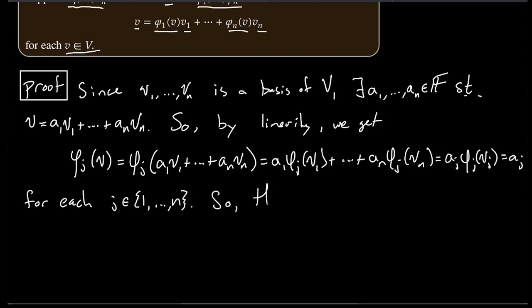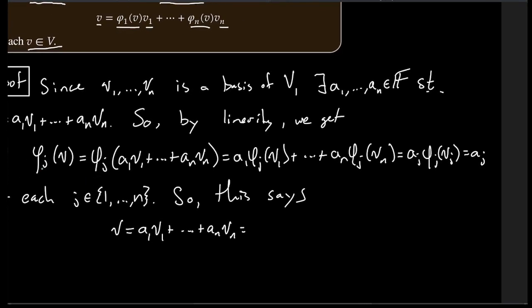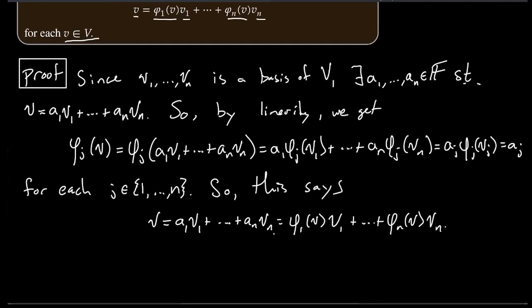So this says v is a1 v1 plus dot dot dot all the way down through an vn, but each of these a's is equal to, well, we just got phi j of v is equal to aj. So we can rewrite each of these a's as a phi of v. So this is phi 1 of v, v1 plus dot dot dot all the way down to phi n of v, vn. Hey, look at that.